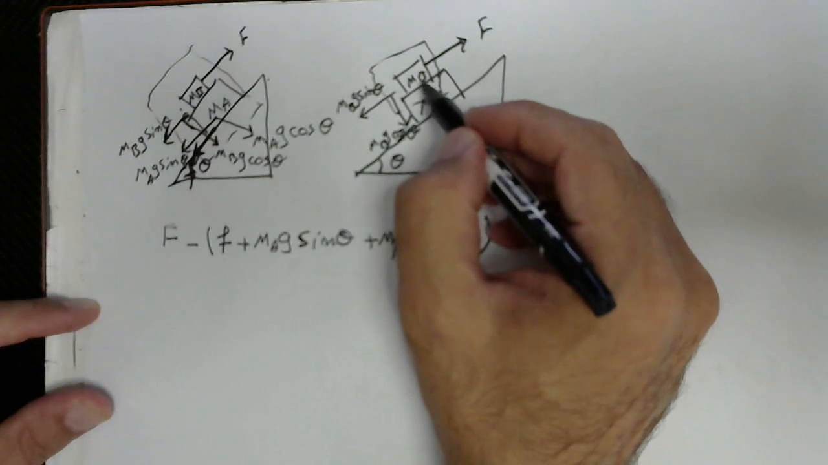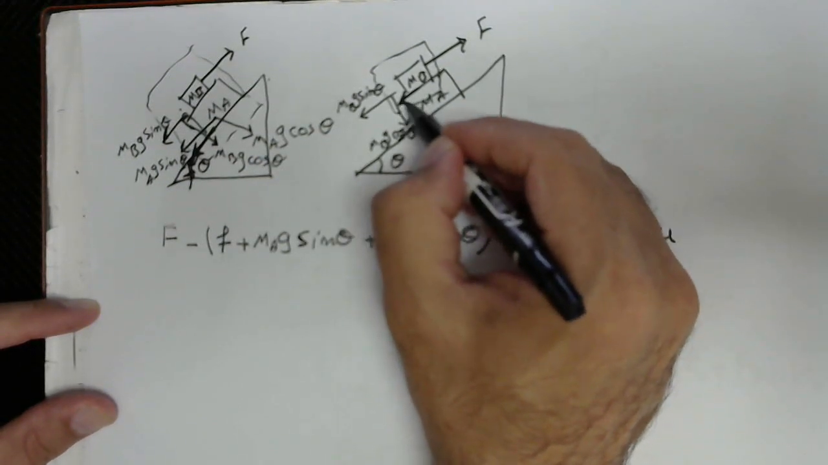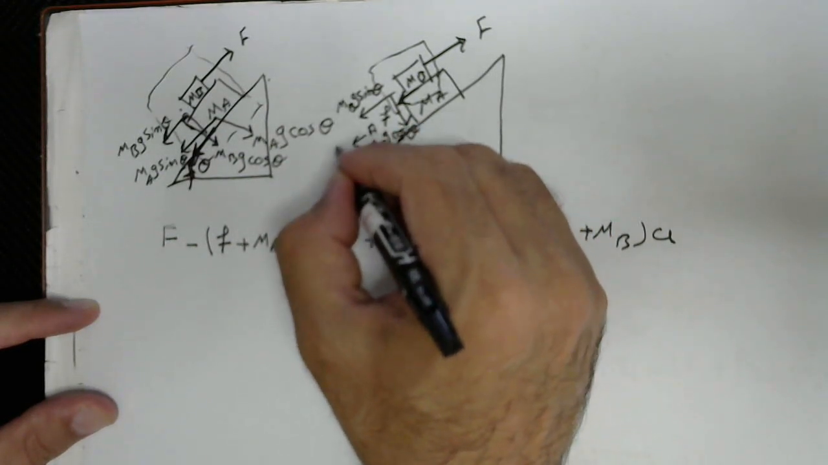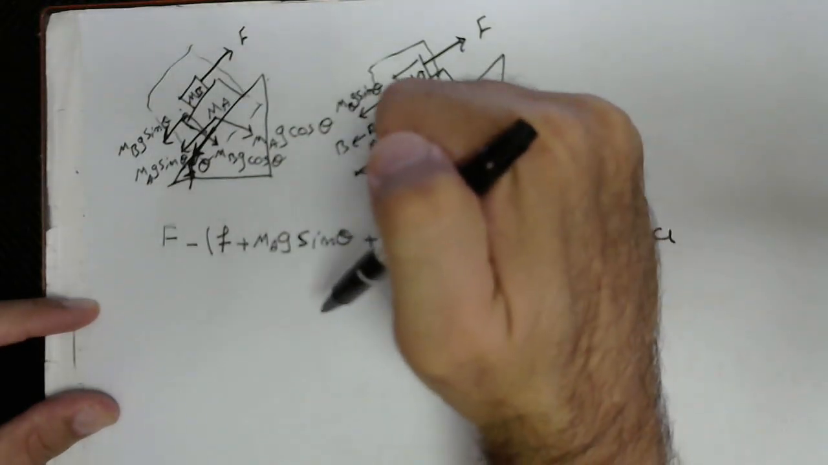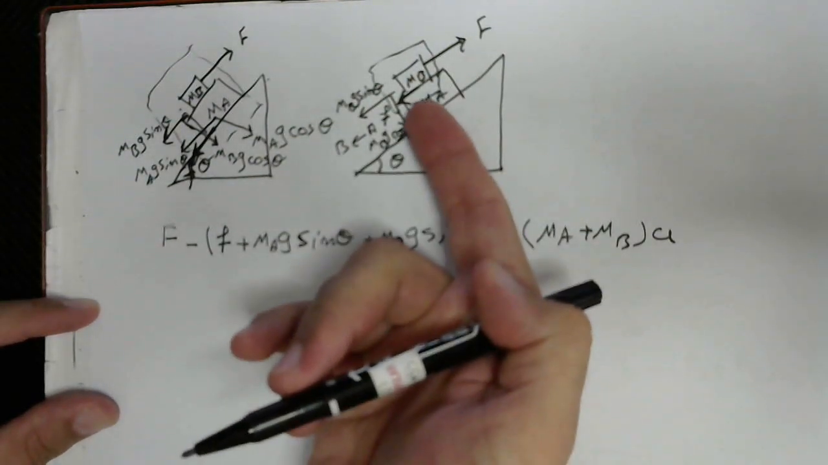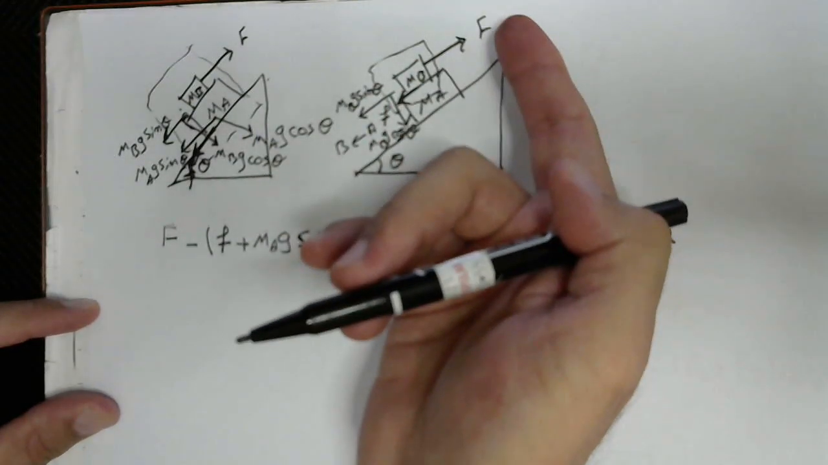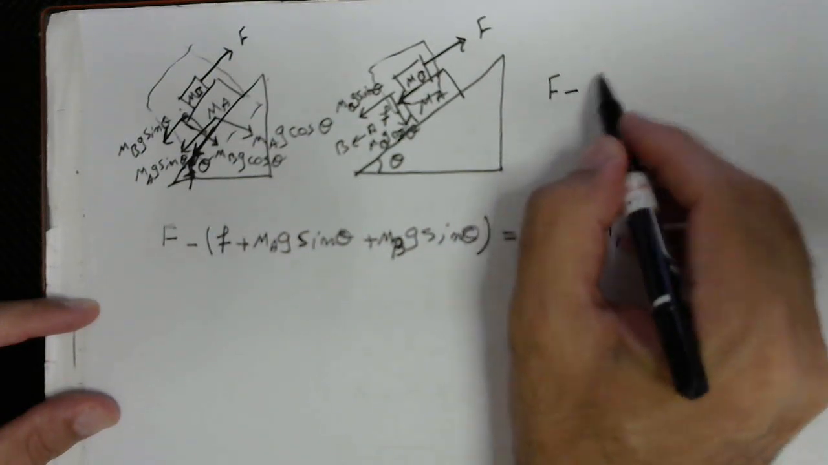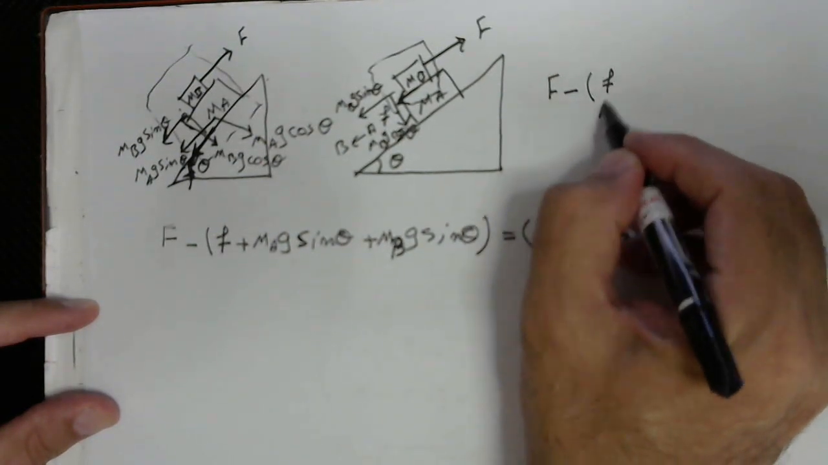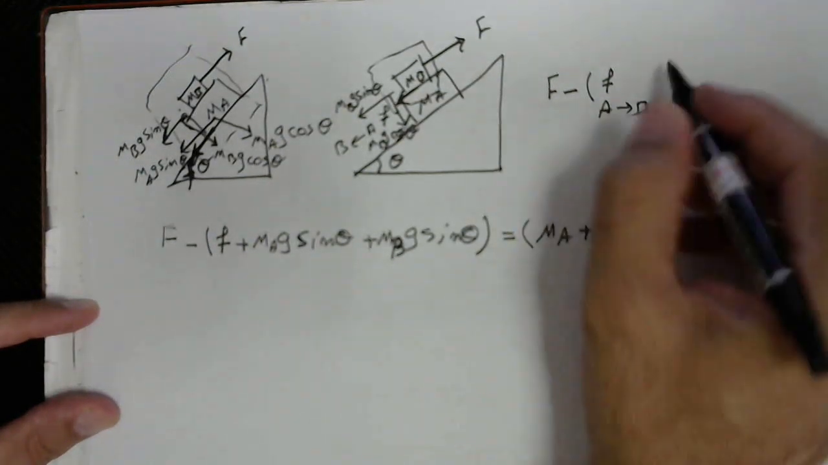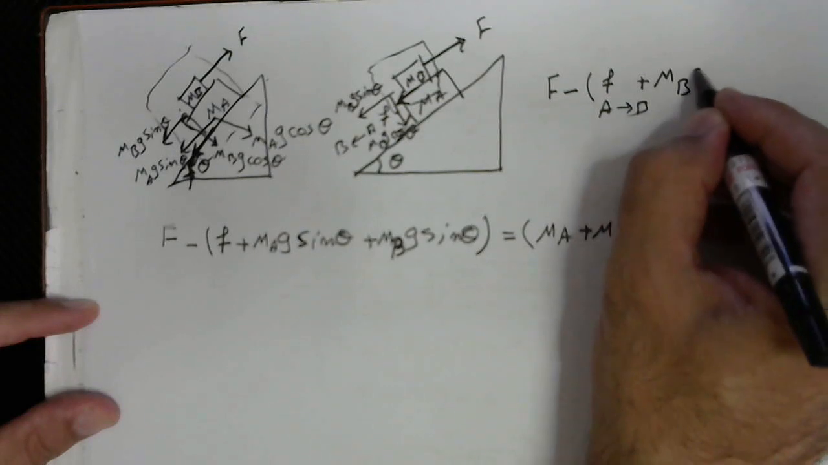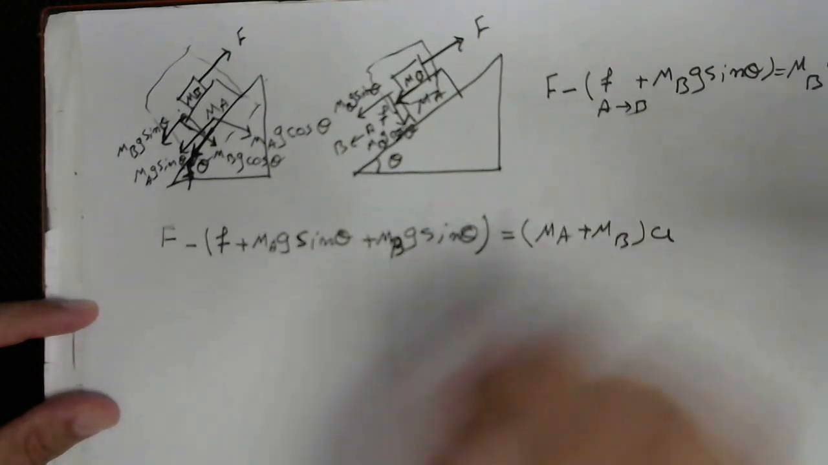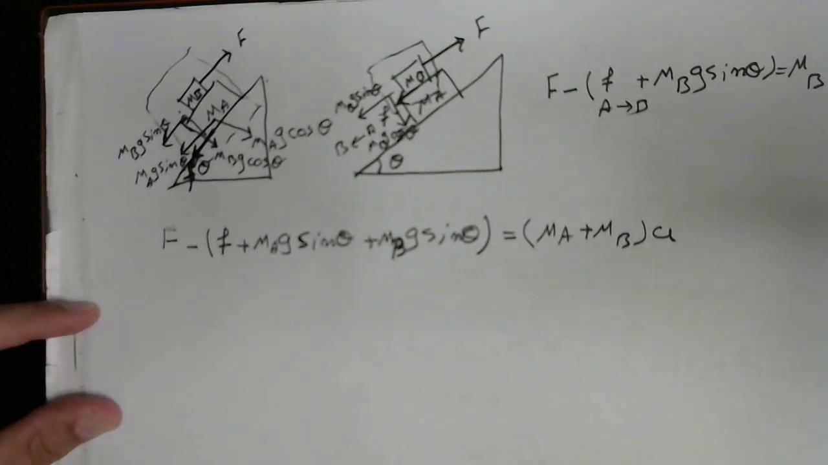But also between A and B there is a frictional force, which is F A to B. The frictional force acting from the surface of A to B. So B wants to go up, then this friction is directed down. So for that case, F minus F A to B plus MBg sine theta is MBA. That's when the object B is the system.